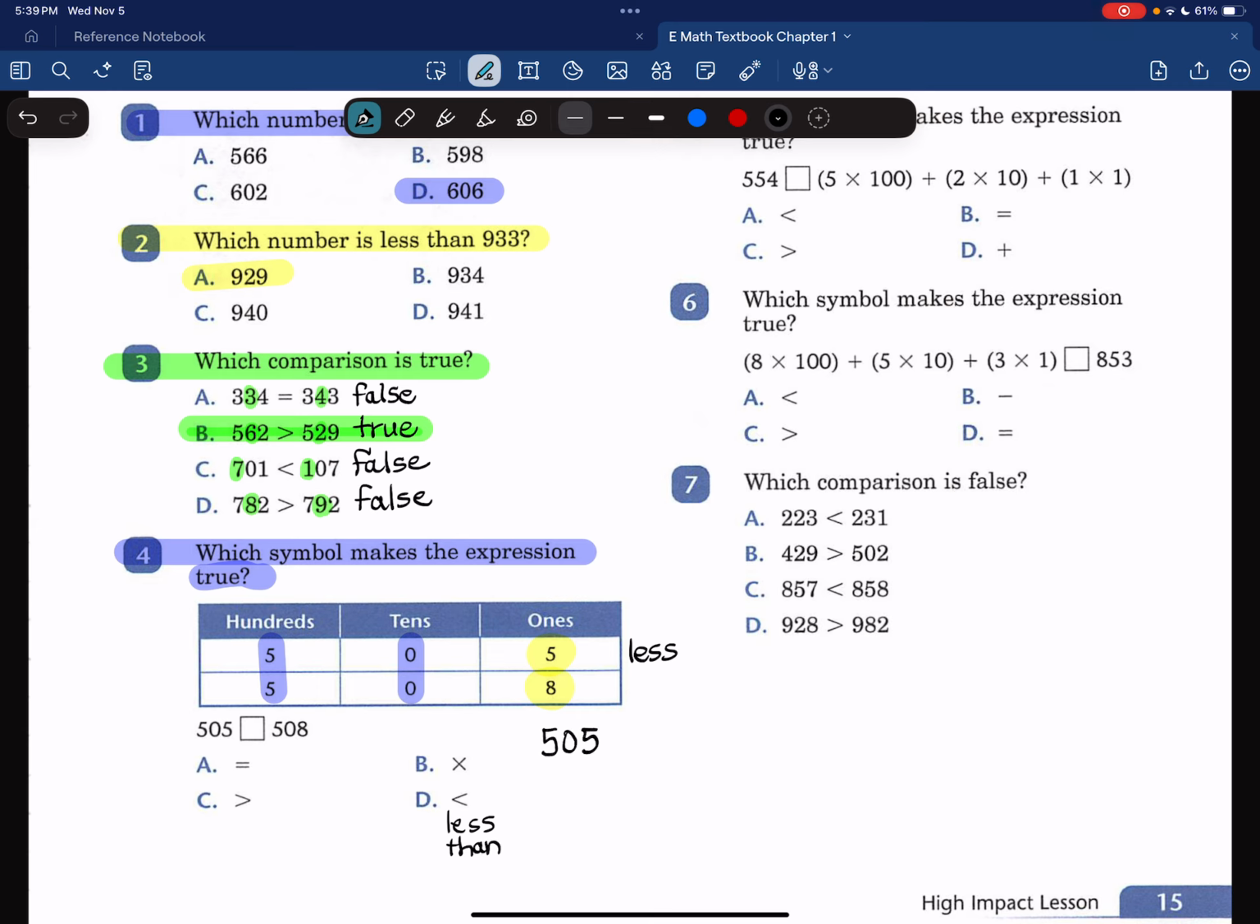505. Oh, I didn't see it. Right there it is. They drew this already for me. And 508. 505 is less than 508. So your answer on this one is D, as in Delta.